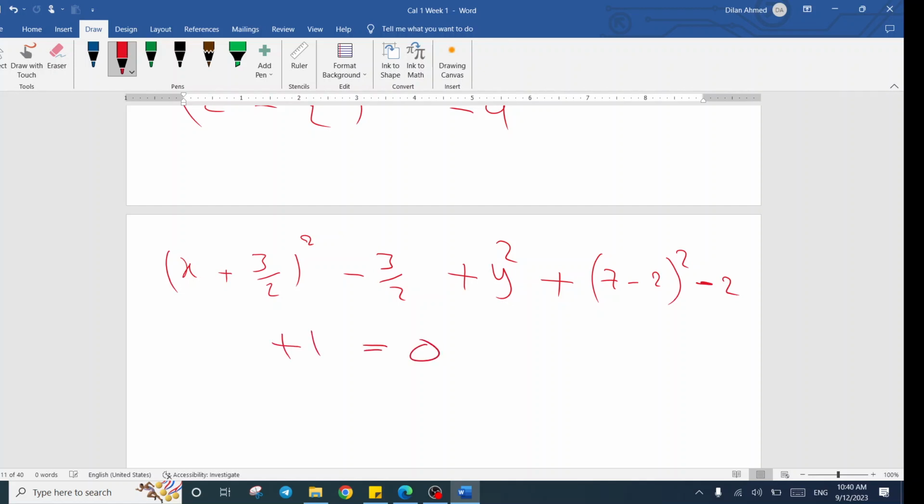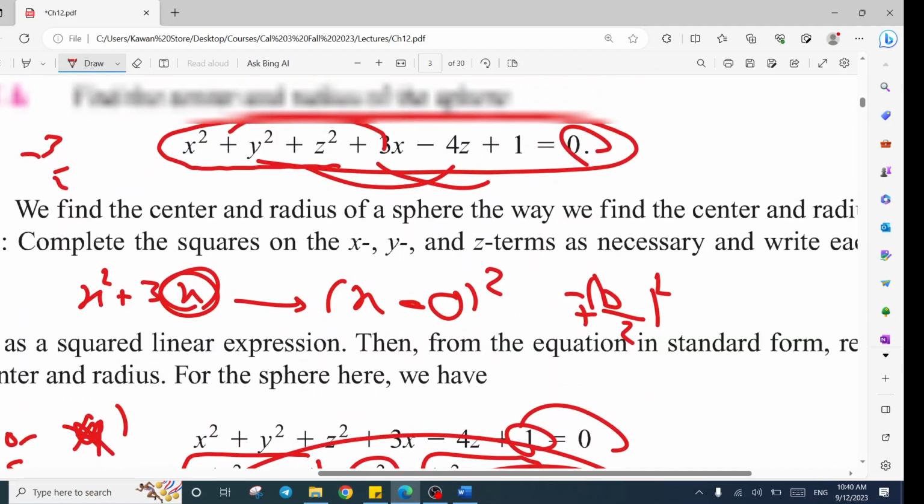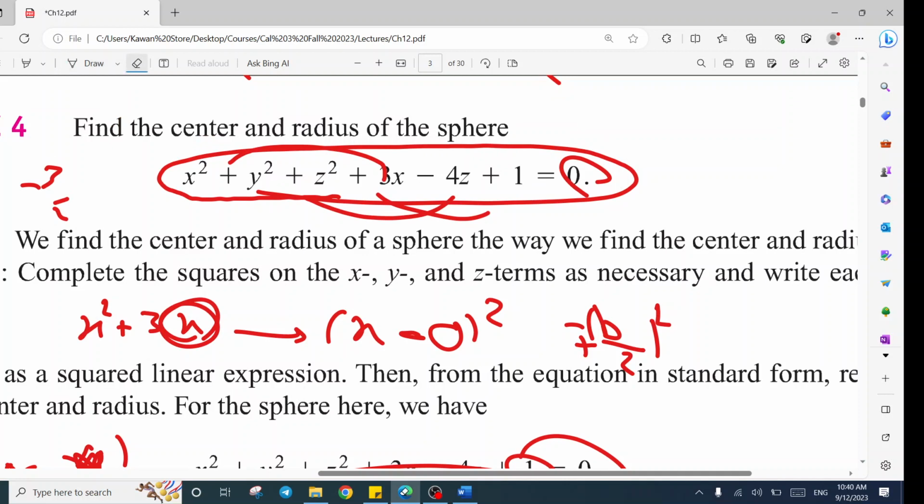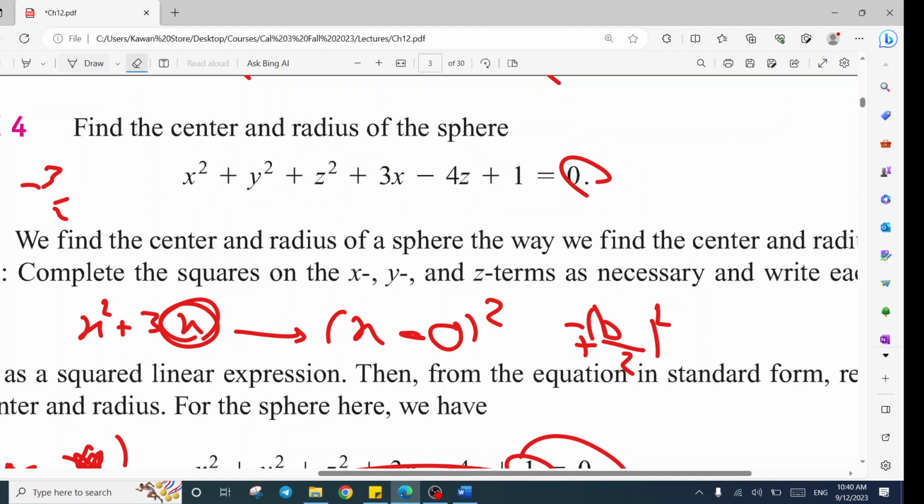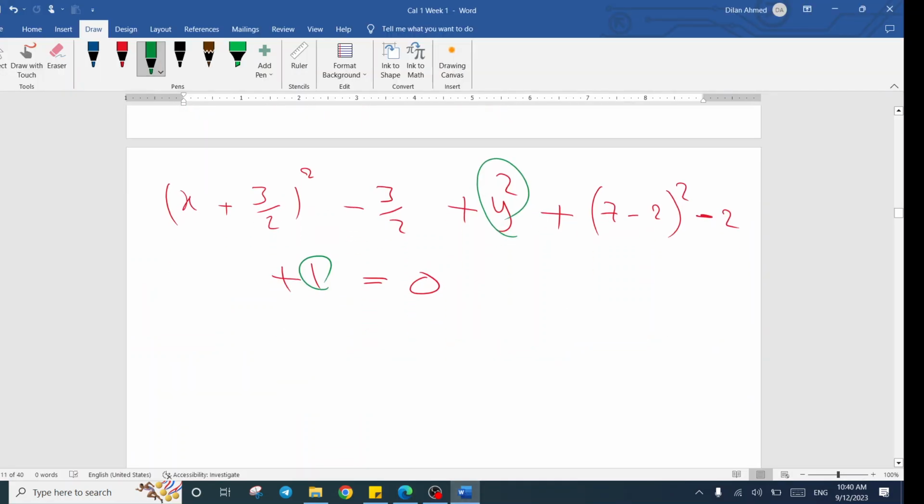Plus 1 equals 0. This is from the equation, okay? It's not from my side. It was given. Look, this is y squared, this is plus 1, okay? It was given. Now, I'm going to leave only the x and y.